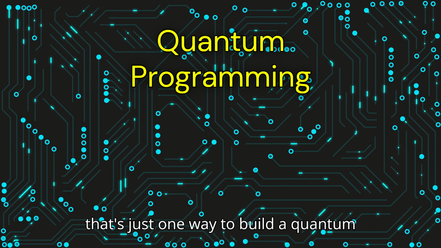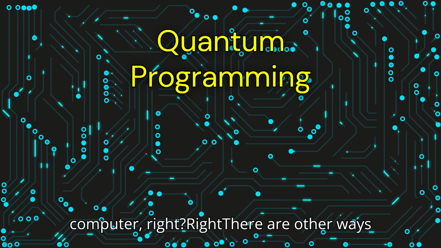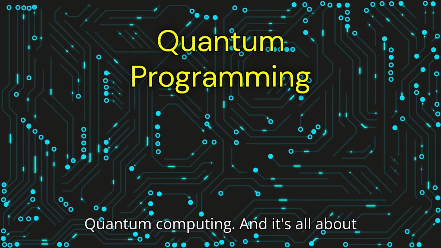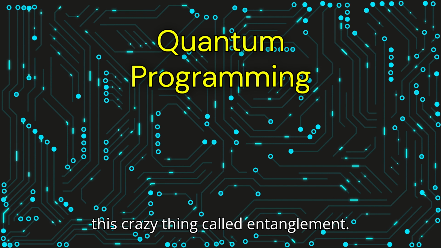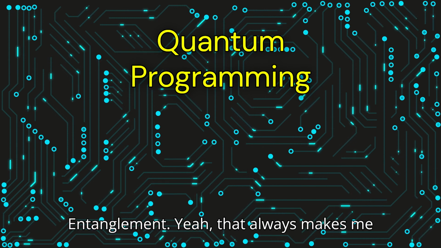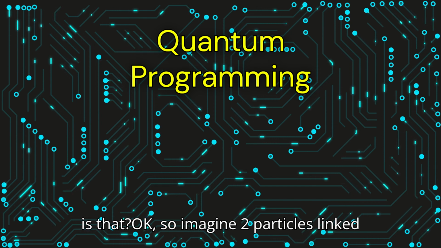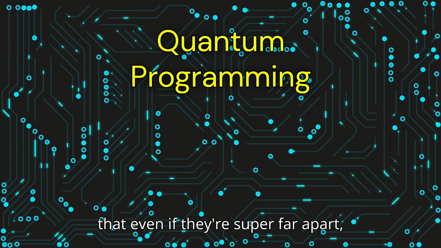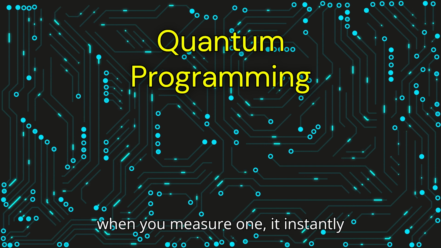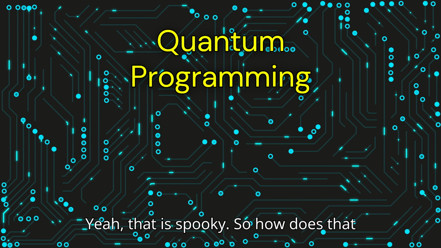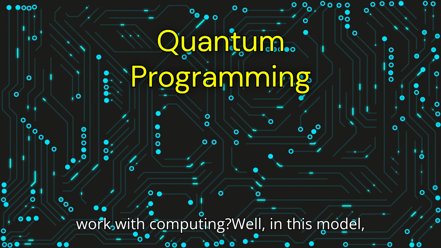But that's just one way to build a quantum computer, right? Right. There are other ways, too. One of them is measurement-based quantum computing, and it's all about this crazy thing called entanglement. Entanglement, yeah. That always makes me think of something spooky. What exactly is that? Okay, so imagine two particles linked together, but they're linked in a way that even if they're super far apart, when you measure one, it instantly affects the other one. It's like they're talking faster than the speed of light. Yeah, that is spooky. So how does that work with computing?